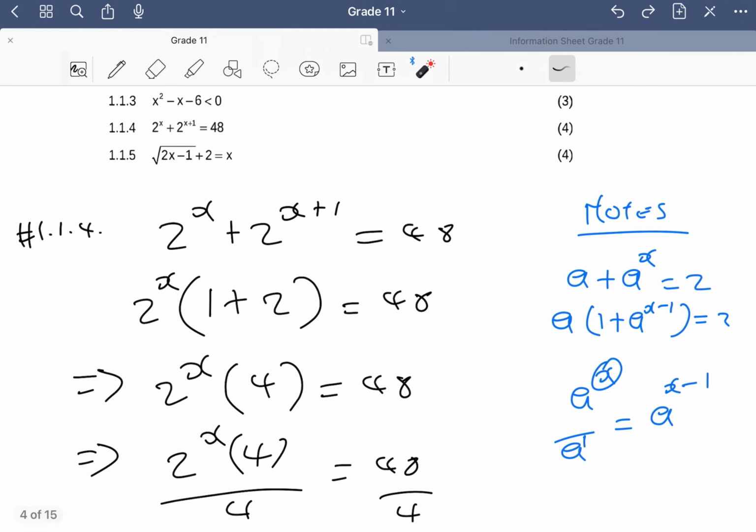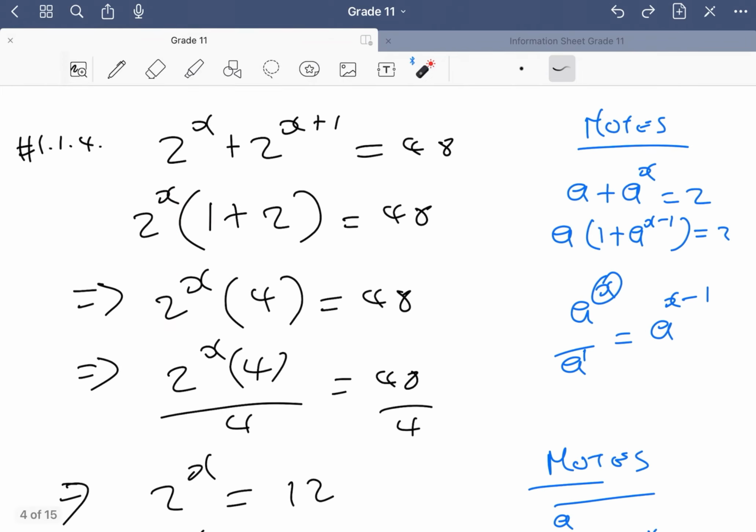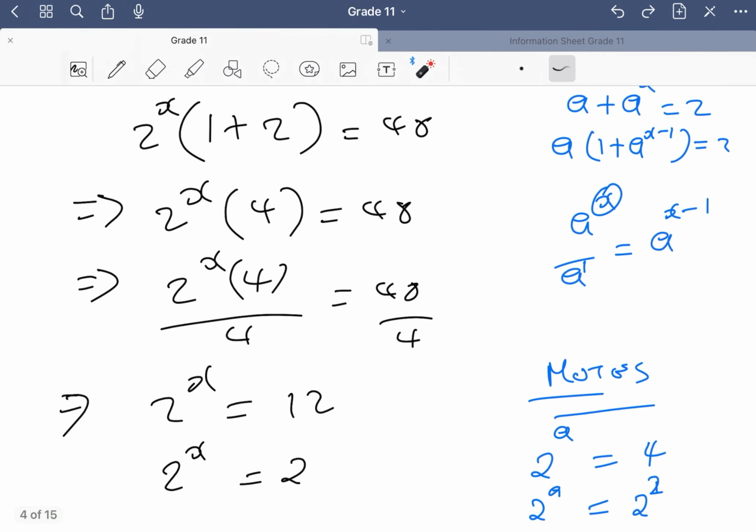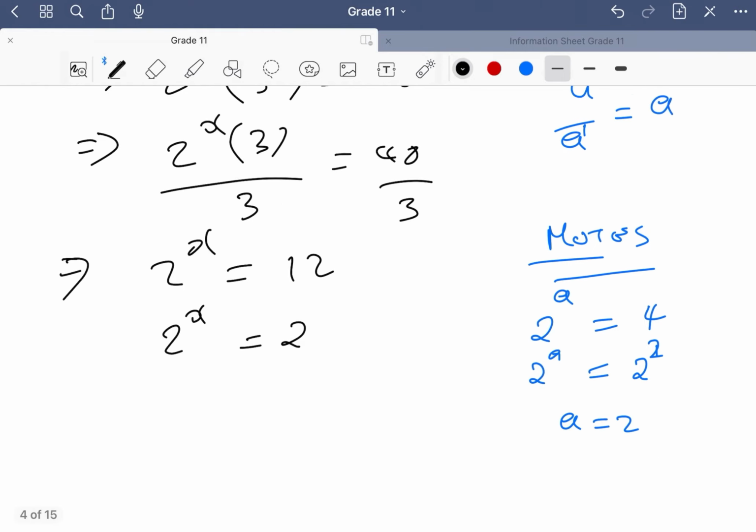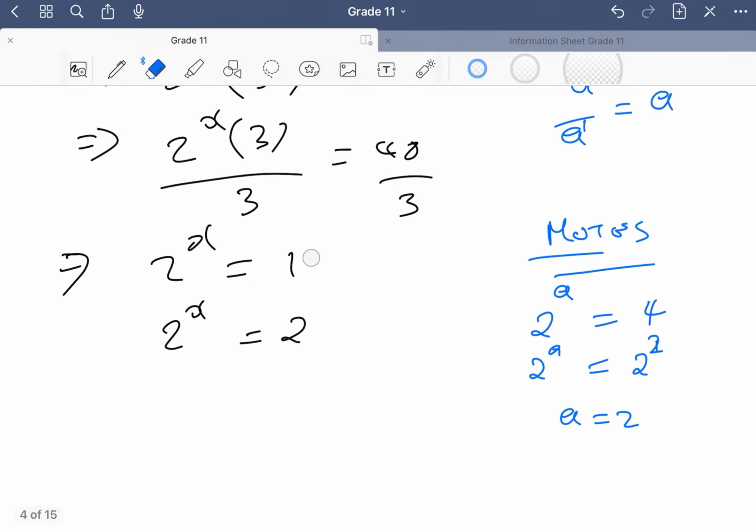So let's do this again. You factor out 2 power x, that's fine. If you factor out 2 power x, you're going to have 1 plus, and that's where you got it wrong. I'm sure most of you saw this error. 1 plus 2 is 3, not 4. So yeah, this happens all the time. We always make silly mistakes. So it's not 4, it's 3. Divide this by 3. So 48 divided by 3, that's 16. There we go.